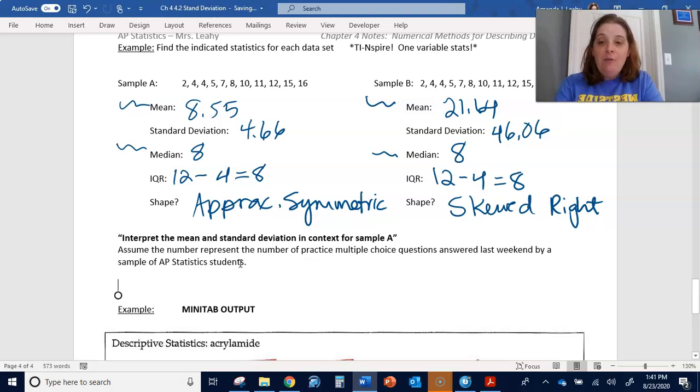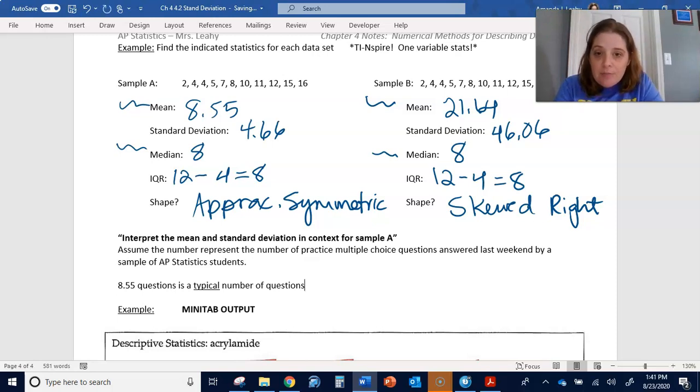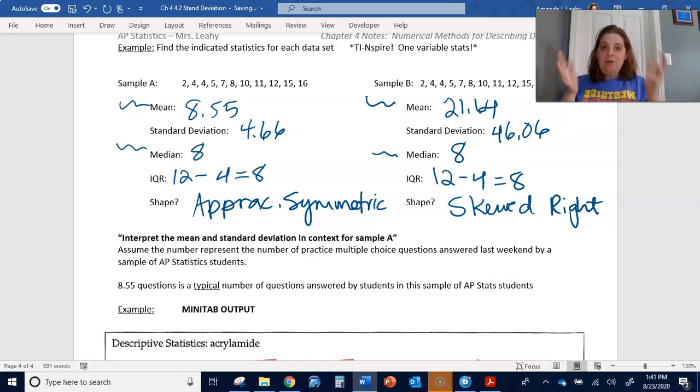So for the mean, I would type in something like 8.55 questions is a typical number of questions answered by students in this sample of AP Stats students. All right, so 8.55 is a typical number of questions from this sample. Typical value of questions. Okay, I got my variable there.